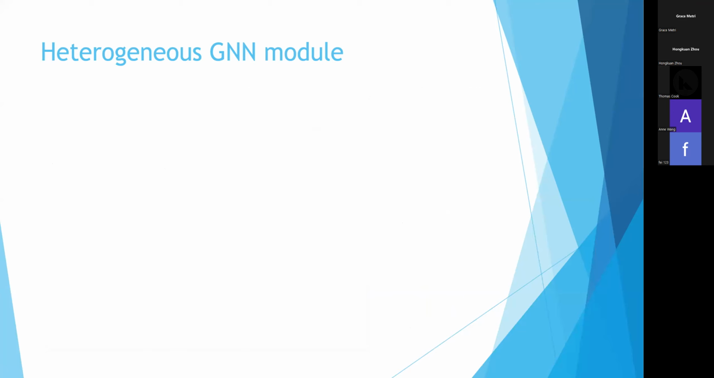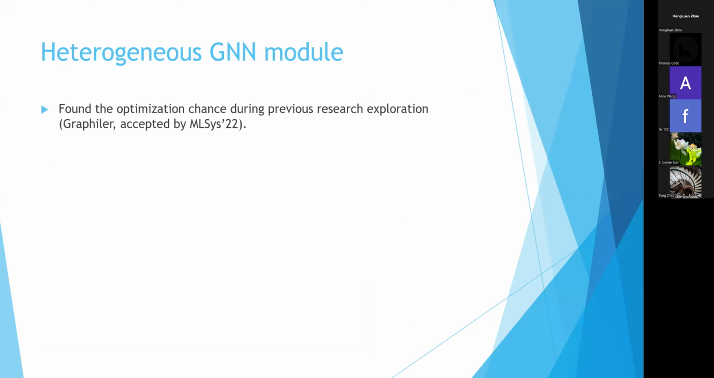But I also wanted to point out that writing and optimizing heterogeneous modules is always difficult. We actually found the previously mentioned optimization chance during our previous research exploration. We developed a compiler called Graphiler for graph neural networks, which has been accepted by MLSys 2022. And we extracted some of the core techniques, like the typed linear operator, and integrated them into DGL 0.8. But even with that, writing efficient heterogeneous modules is still very challenging.